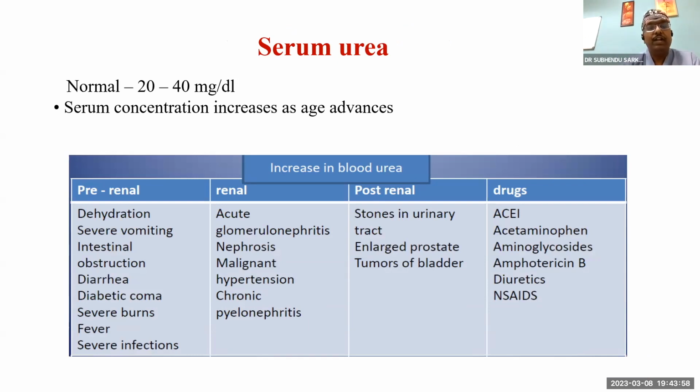For serum urea, the normal is up to 40, and the serum concentration increases as age advances. We all know from our student life the pre-renal, renal, post-renal causes, and the drugs. These are the 4 components or causes where we can find an increase in blood urea. Among the pre-renal are dehydration, vomiting, intestinal obstruction, and diarrhea. Renal causes are acute glomerulonephritis, nephrosis, and malignant hypertension, then post-renal in the urinary tract, and drugs. The very important drugs are ACE inhibitors, acetaminophen, aminoglycosides, amphotericin, diuretics, and particularly NSAIDs. These are the important drugs where a patient may have a sudden rise in serum urea.